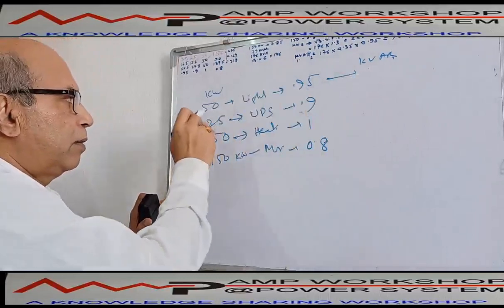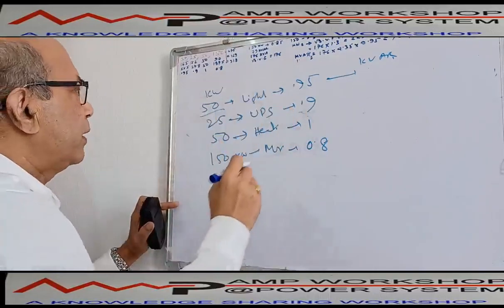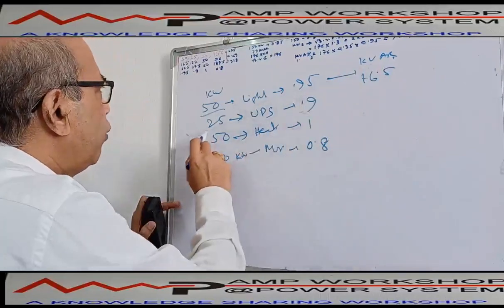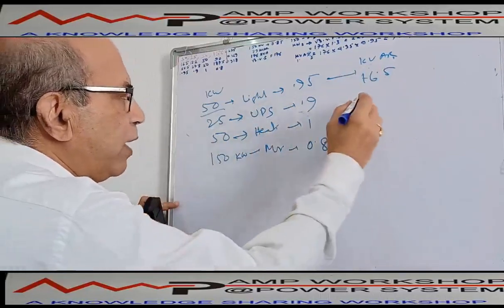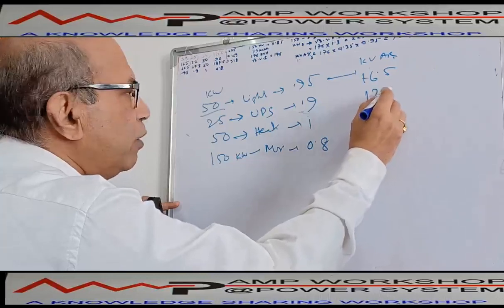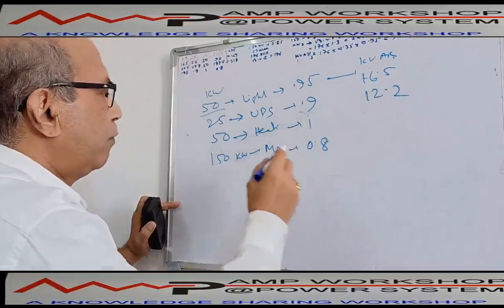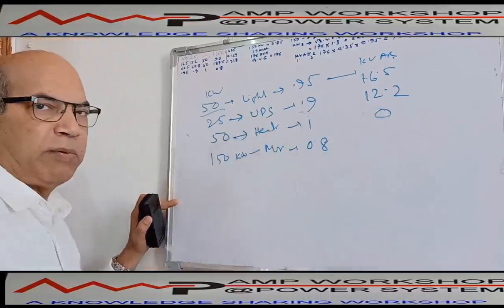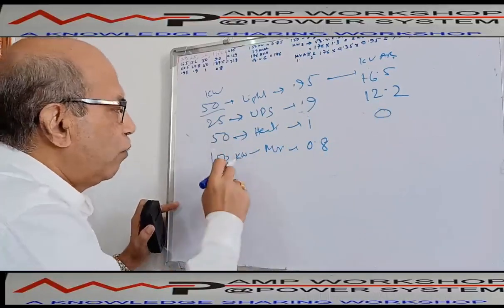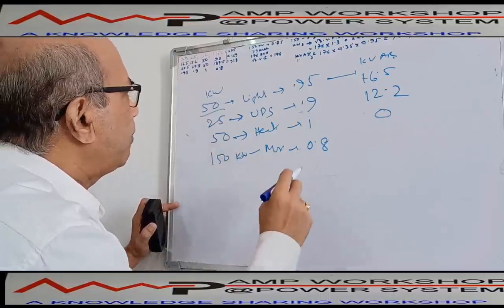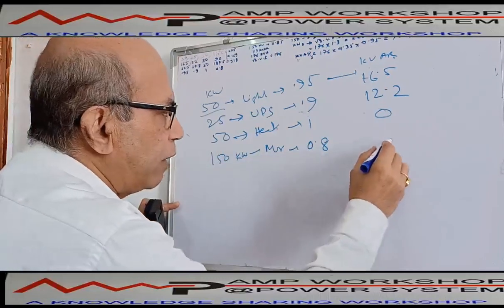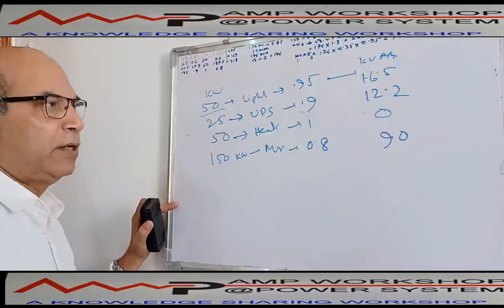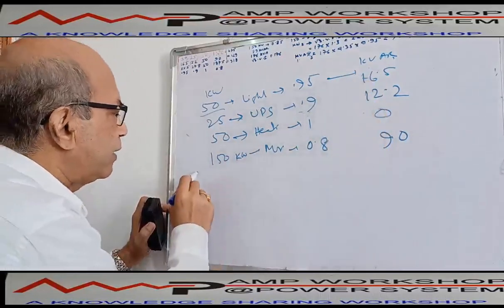For the 50 kilowatt load at 0.95 power factor, the kVAR will be 16.5. Now a 25 kilowatt load run at 0.9 power factor will need 12.2 kVAR. For the 50 kilowatt heating load, there is no kVAR because it is unity power factor. The 150 kilowatt motor running at 0.8 power factor gives 90 kVAR, because of 0.6 times 150. So this is the total kVAR required, and this is the total kilowatt.